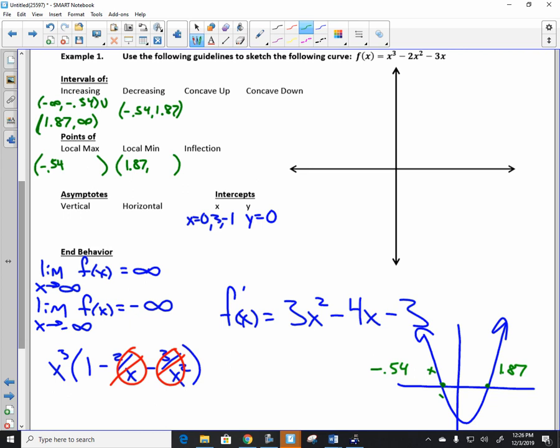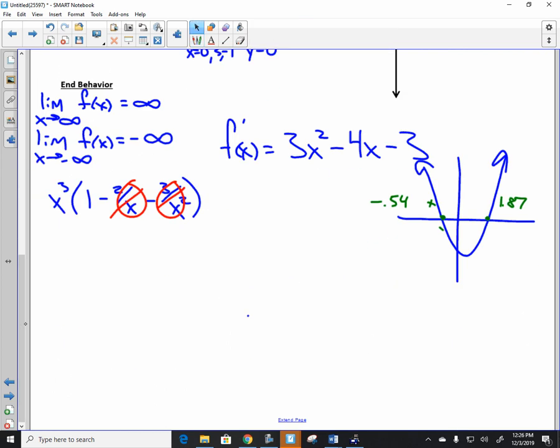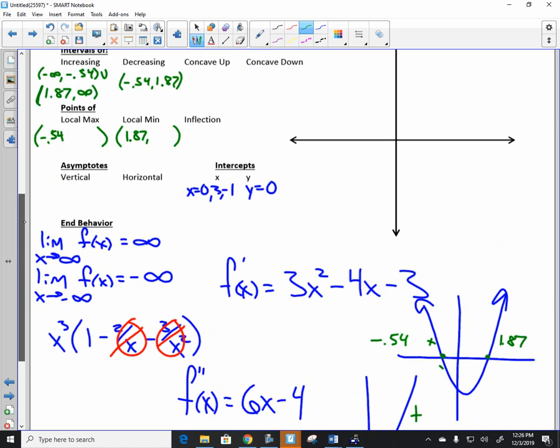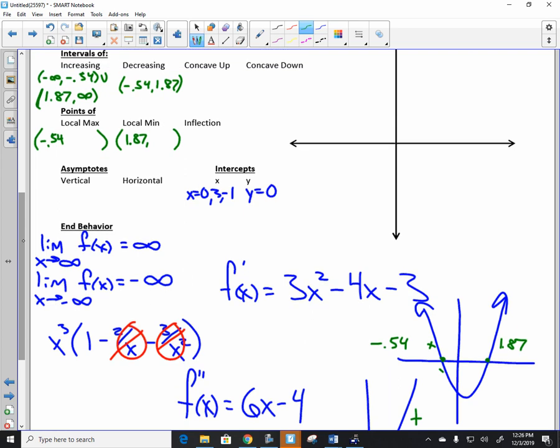What do I do in order to find inflection and concavity? Second derivative. So I have my first derivative. Somebody tell me the second derivative. Do you know what that shape looks like? It's a line. Crosses the y-axis at -4. Where's it cross the x-axis? 2/3. Very good. I can see where it's positive. I can see where it's negative. What does that tell me about the original graph? Great, I've got the second derivative test. What does that tell me?